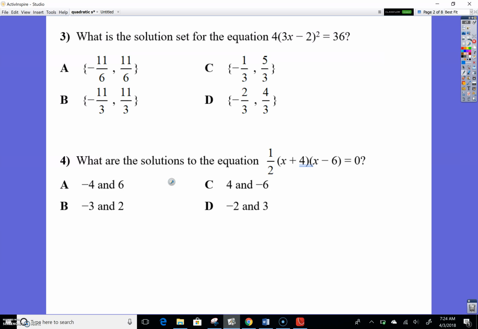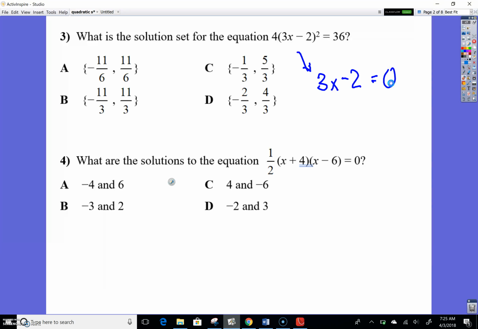What is the solution set for the equation 4 times (3x minus 2) squared? Okay, there are several ways to do this, but the easiest way is, you see these are in parentheses, so all I have to do is worry about what's inside the parentheses. 3x minus 2 equal to 0. Wait, sorry, I messed up. I forgot to let it equal to 0.